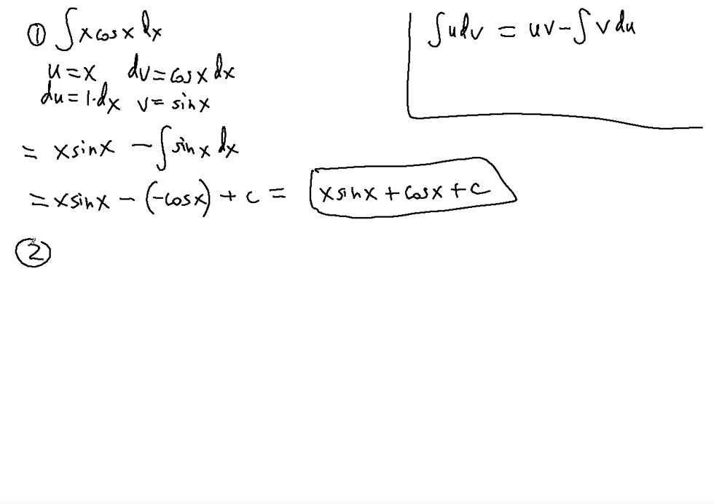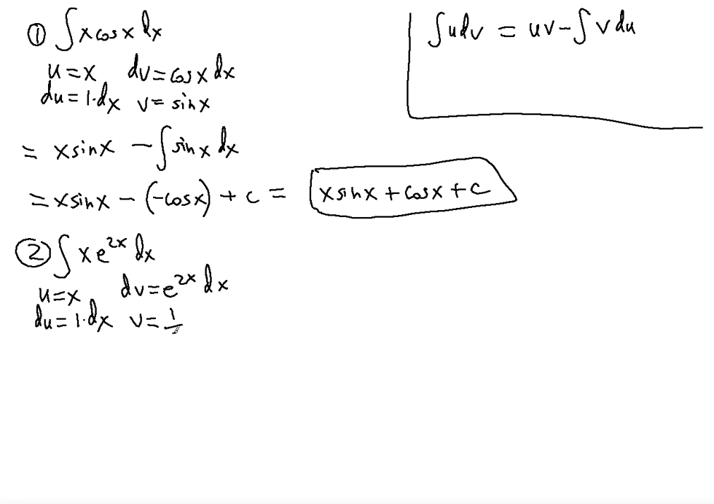Now the second problem will be the integral of x e to the 2x dx. Once again, we're going to choose the u as the x because it will disappear when it comes to the du in the integral. So u is equal to x, du is going to be equal to 1 dx, dv is going to be e to the 2x dx, and the v, the antiderivative of that, if you use the u substitution, you can put u is equal to 2x, du is going to be equal to 2. So you will have 1/2 e to the 2x. That's going to be the antiderivative.